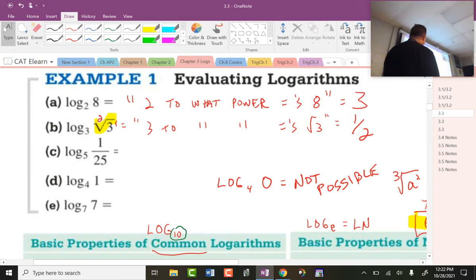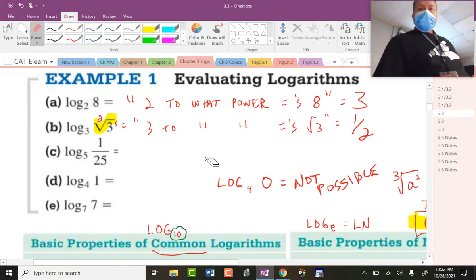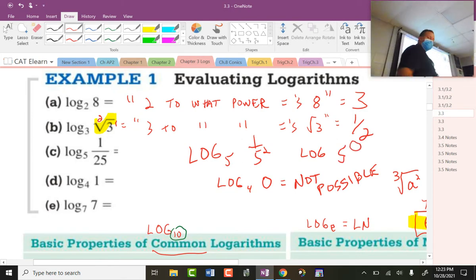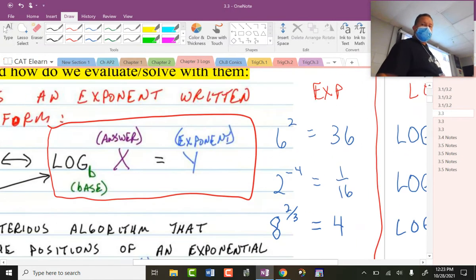Okay, so what is 25? 5 to what power? 5 to the what power is 25? Okay, there we go. And then how do I make this 1/5 5? What rule for exponents do I employ? And it goes back to this.